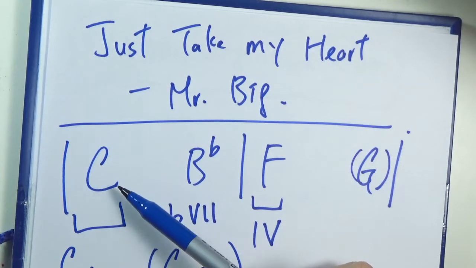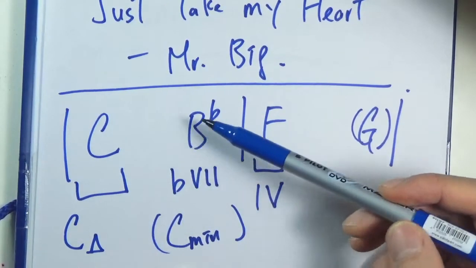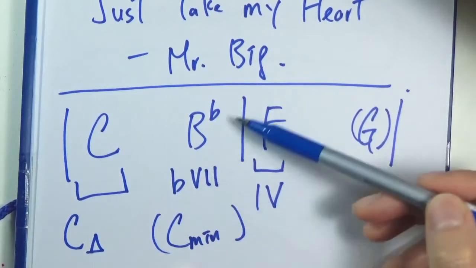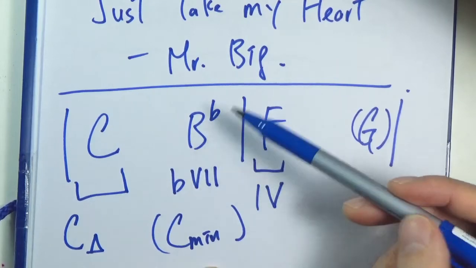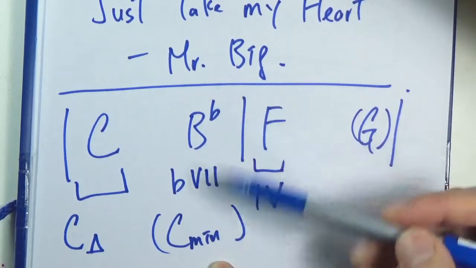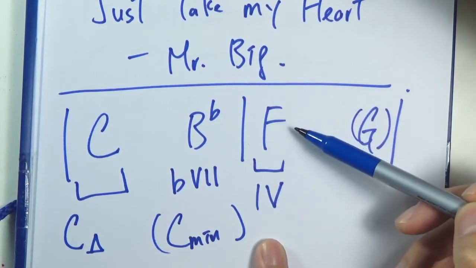Basically, the C major chord comes from C major. B flat comes from C minor. By now you should be pretty familiar with this concept, borrowing from C minor. So just one modal interchange chord from the parallel minor key, and back to C major with the 4 chord from C major.